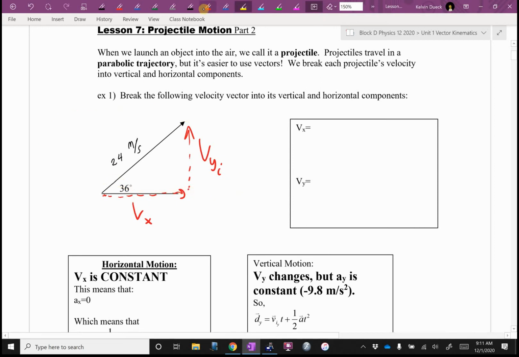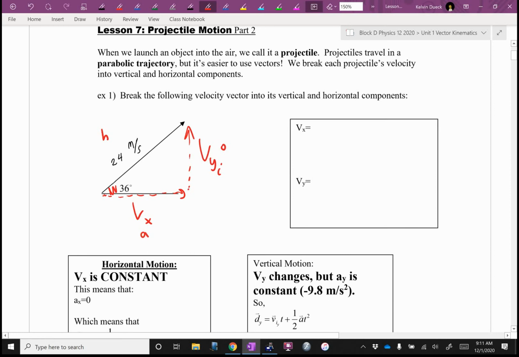Color, Mr. Dewick. 24, opposite, adjacent, or hypotenuse. Are you starting to see why I said at the beginning of this course you're going to get really good at trig? Yeah. Hypotenuse, Vy initial, opposite, Vx. Okay.